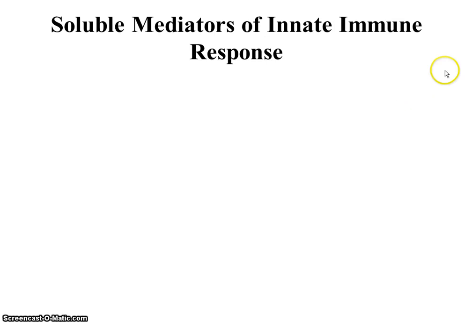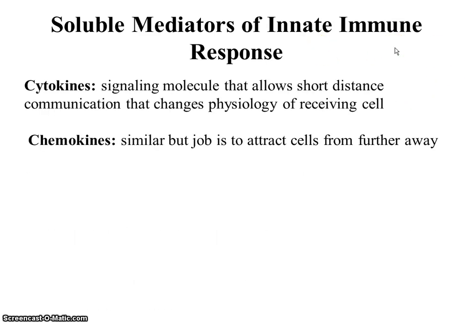So soluble mediators of the innate immune response include cytokines and chemokines. So cytokines are signaling molecules, right? So telling the body there's something up here, that allow short distance communication. So you're calling nearby cells, and they change what's going on in the receiving cell. So the cell that encounters a cytokine.